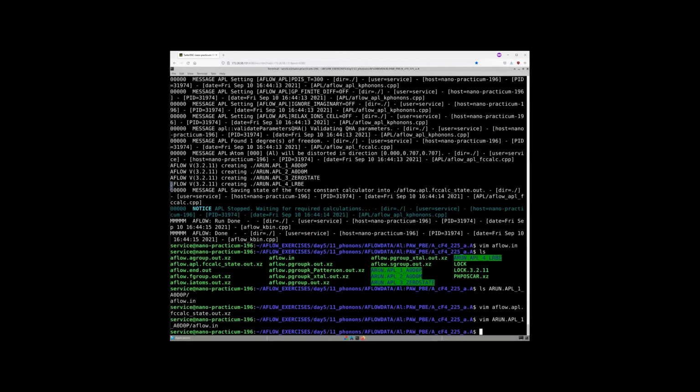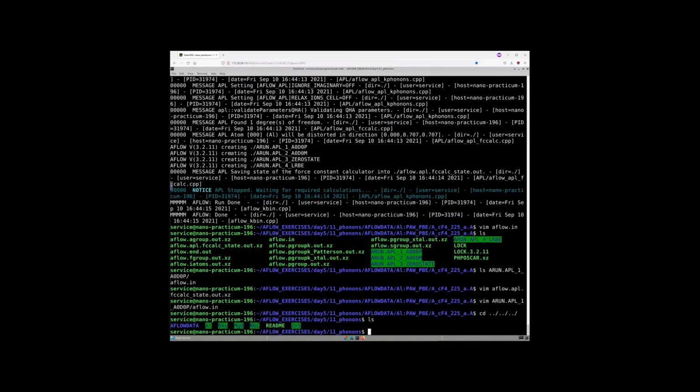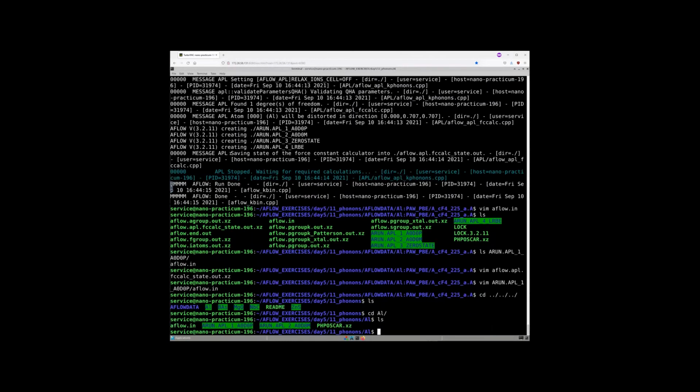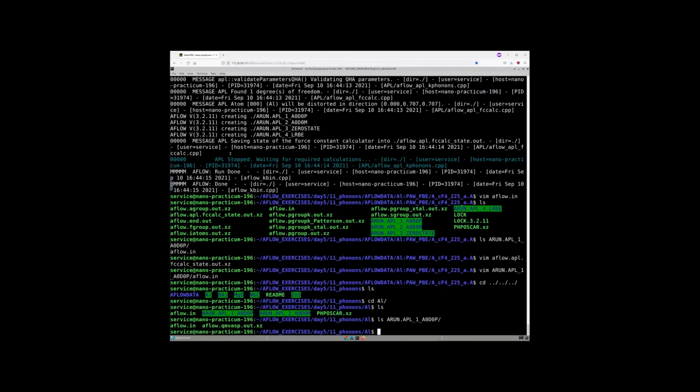Now I would like you to navigate from here into just 3 directories up, outside the AFLOW data, and you see we have a couple of directories. I would like you to go into the aluminum directory. The aluminum directory has a cleaned up version with all the files that we need, and if we look at this, there is an aflow.qmvasp.out, which contains the forces of the DFT calculation, and AFLOW will read from this and do the post-processing.